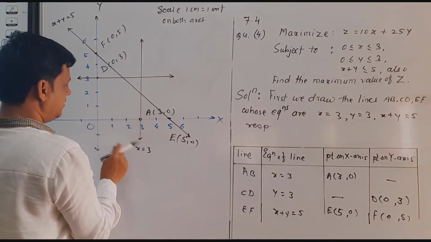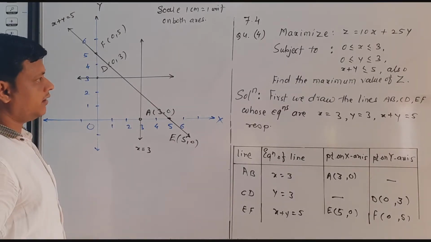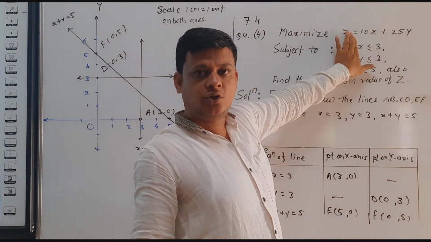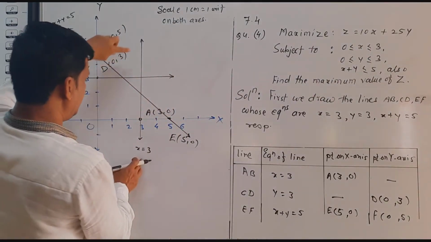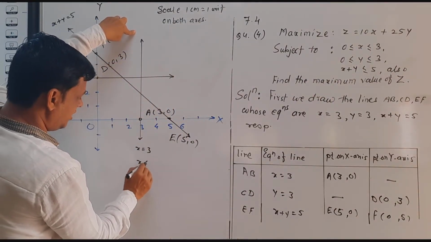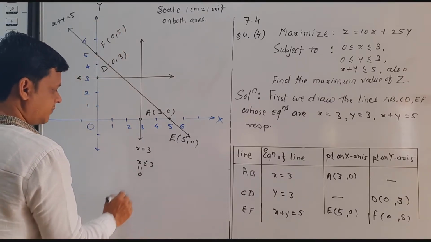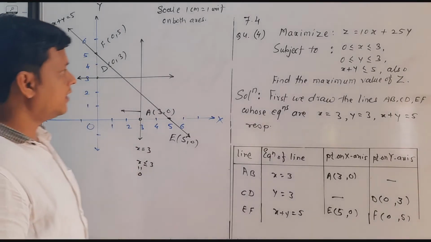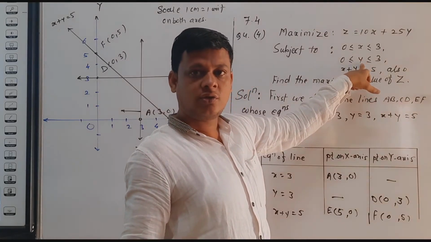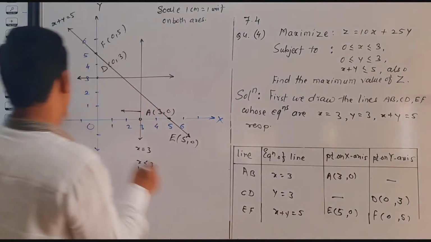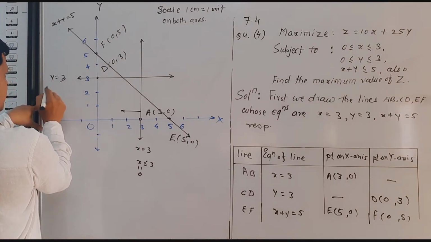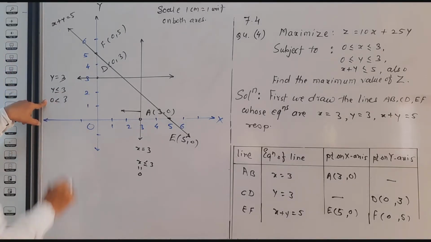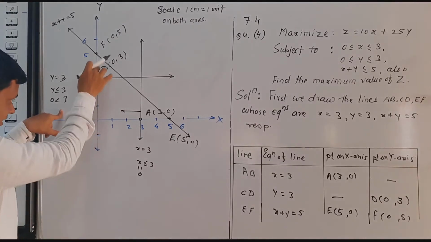Now we have to find the feasible region. For that we use these inequations. For the line x equals to 3, we use the condition x less or equals to 3. When we replace x by 0, 0 less than 3 condition is satisfied, so we mark toward the origin. Then we take the line y less or equals to 3. The equation of this line is y equals to 3. When we replace y by 0, 0 less than 3 condition is satisfied, so we mark toward the origin.